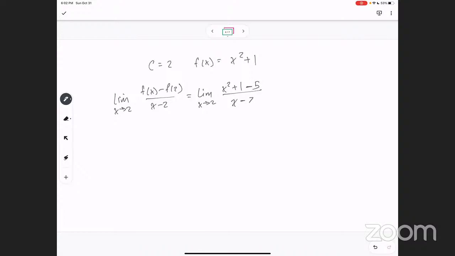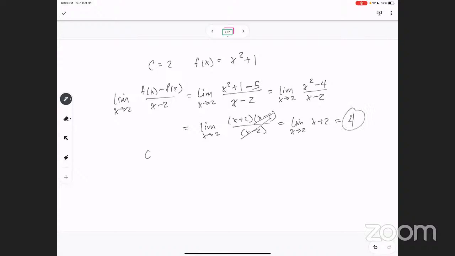x minus 2. This equals, this is not magic. I know it's going to seem like it, but trust me, it's not magic. It's math. See what happens? This factors into what? x plus 2 and x minus 2. What happens here? The x minus 2 cancels out. So that's just the limit as x goes to 2 of x plus 2, which is just what? 4. Now, what if I had called C 3?